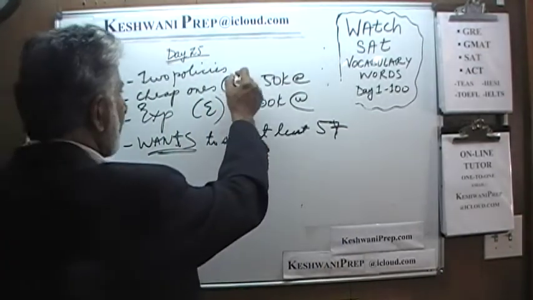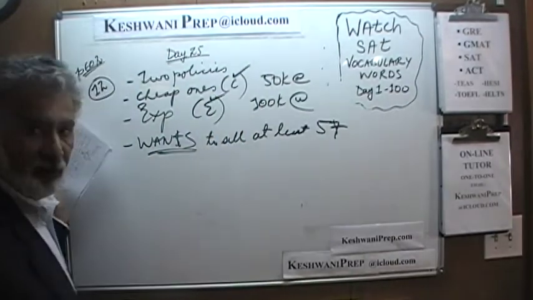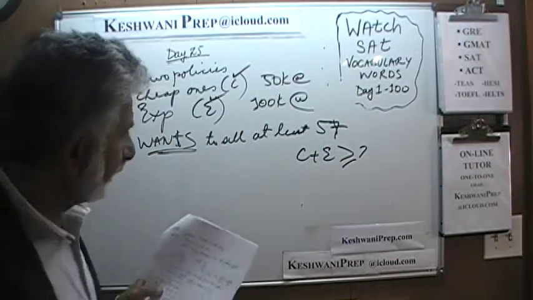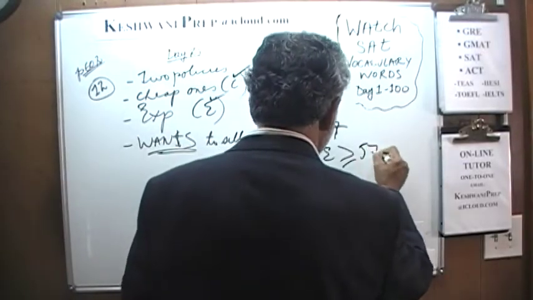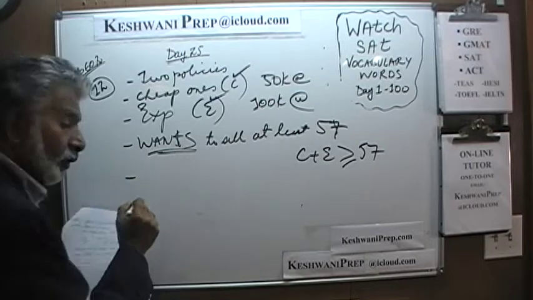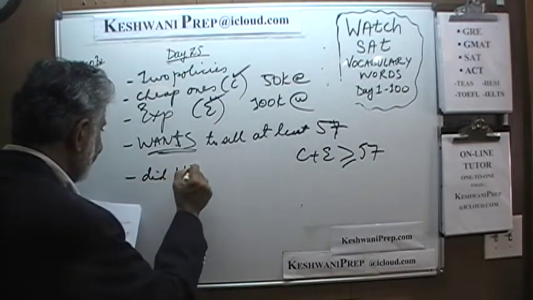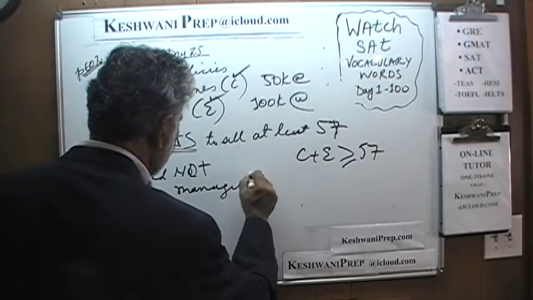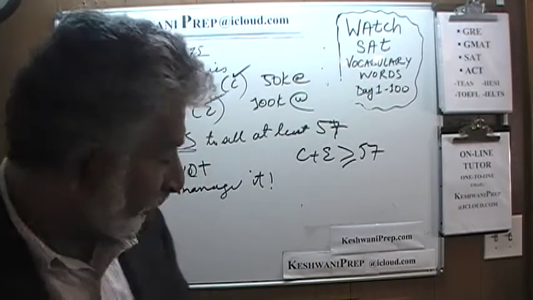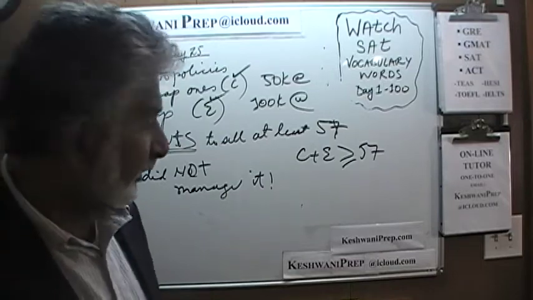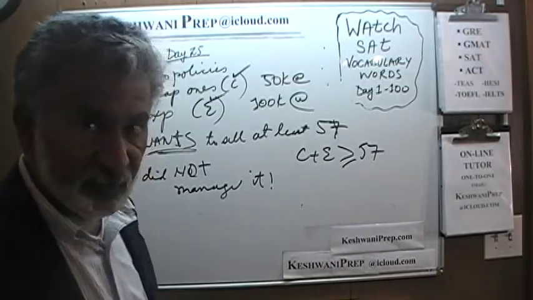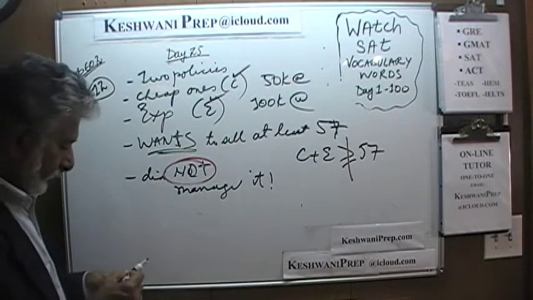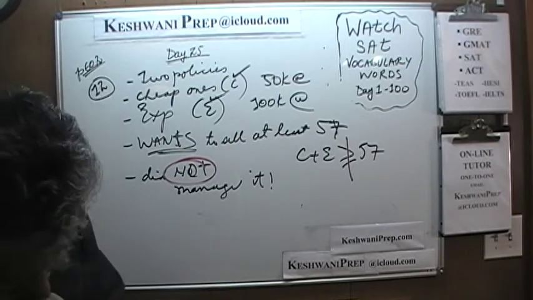In other words, if C represents the number of cheap insurance policies and E represents the number of expensive insurance policies, then what he wants is C plus E to be greater than or equal to 57. They further go on to tell us that he did not manage it. This insurance agent wanted to sell at least 57 policies. In other words, C plus E had to be greater than or equal to 57. But then they go on to tell us that the poor guy did not manage it, which means this is no longer true.